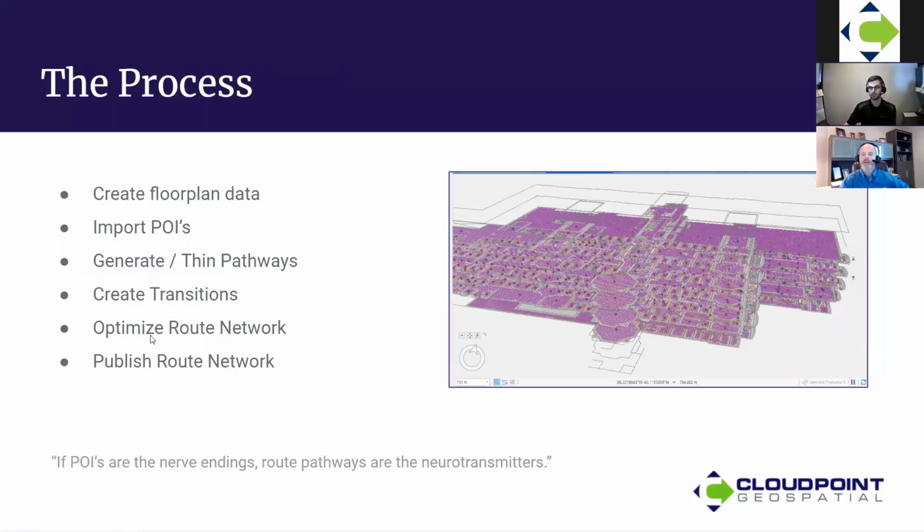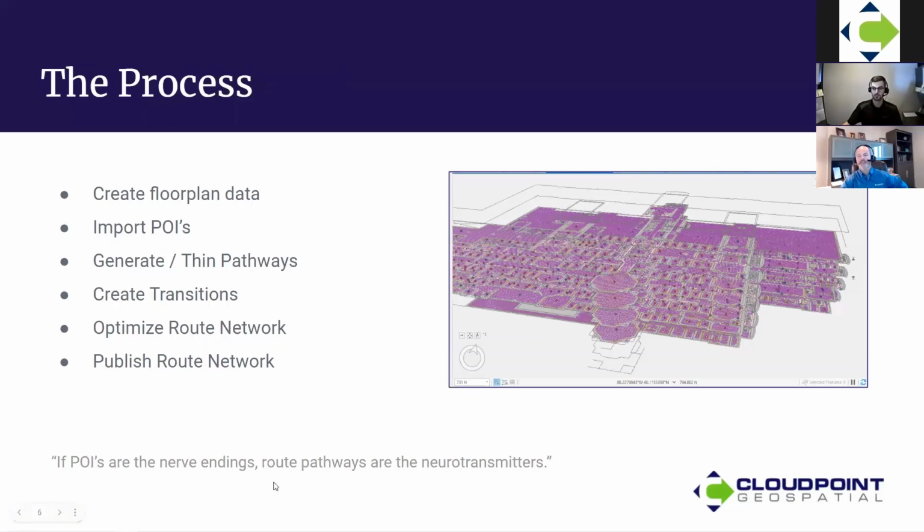And then optimizing the route network. This is where you test it and optimize it and ask, what do we need to have or optimize to get the most efficient route between 2 points? I think that's important. Then publishing the route network is going to be the final step. And once we publish that route network, it can be used in the Indoors templates.